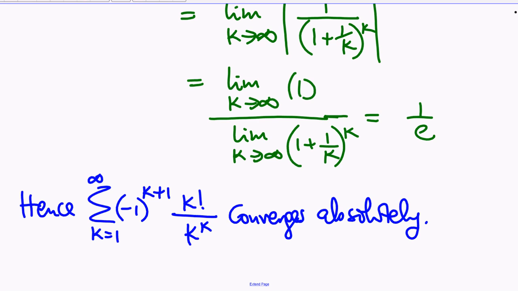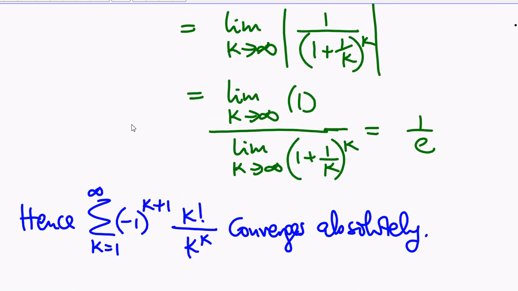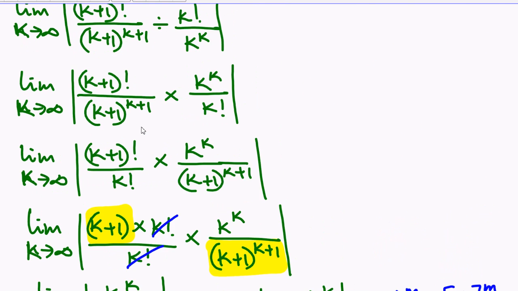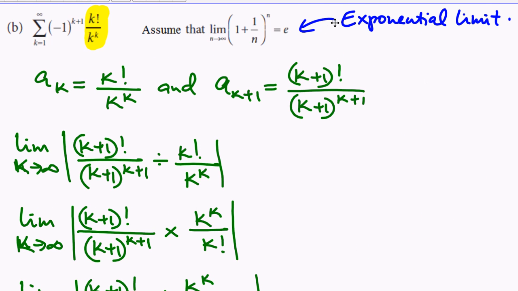Because the limit of the absolute value of a sub n plus 1 divided by a sub n is less than 1. All right, it's a long solution, but you have to be familiar with this type of questions. So I'll carry on to the next example.